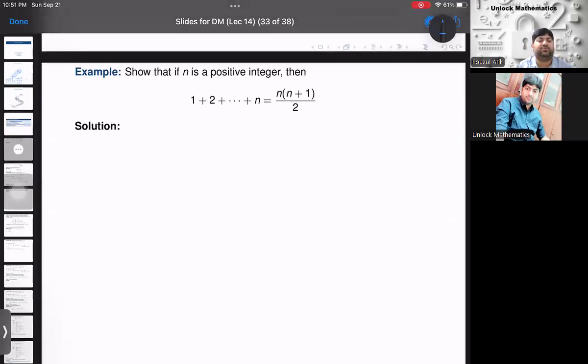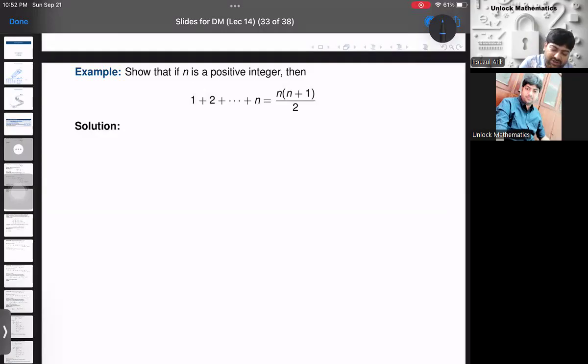Look at this problem. Show that if n is a positive integer, then 1 plus 2 plus 3 up to n is equal to n times (n plus 1) divided by 2. This formula we all know, the sum of the first n positive integers, which is n(n+1)/2. But how do we prove that? We can prove this result using the principle of mathematical induction.